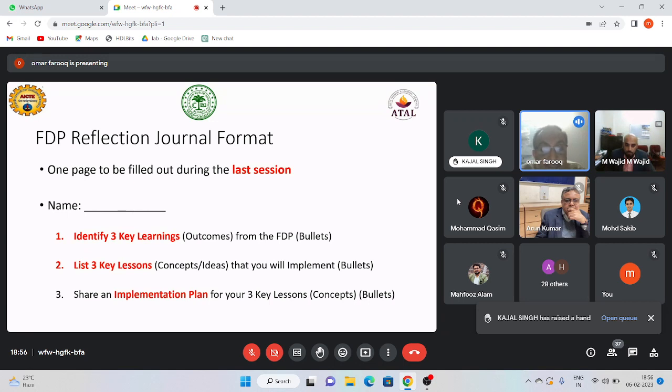So if you have got some concept or ideas how you will implement those things, again, very short in brief, 2 or 3 points that you will be writing in the bulleted form. And at the end, this entire thing will be uploaded to the Atal FDP sites, and probably for all the FDP programs that are being conducted under the Atal scheme, it will be compiled, and then the analysis will be carried out.